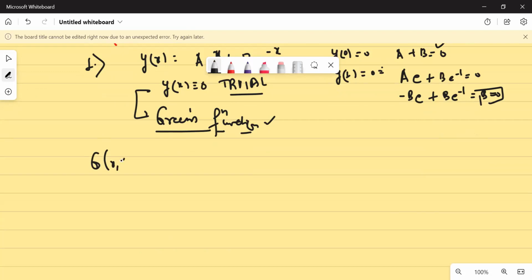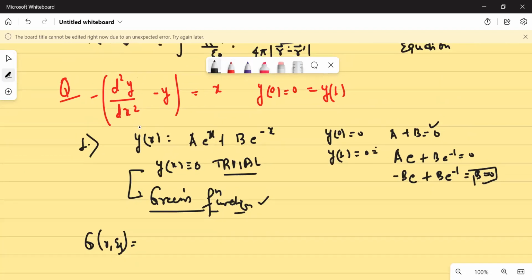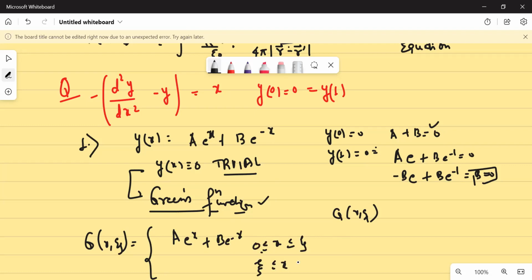My Green's function would satisfy this differential equation, so I solve the homogeneous part of this differential equation. Then g(x, zeta) can be written as a e^x plus b e^(-x) for all x lying between zeta and 0, and for all x lying between zeta and 1, it will be c e^x plus d e^(-x). I hope it is clear.